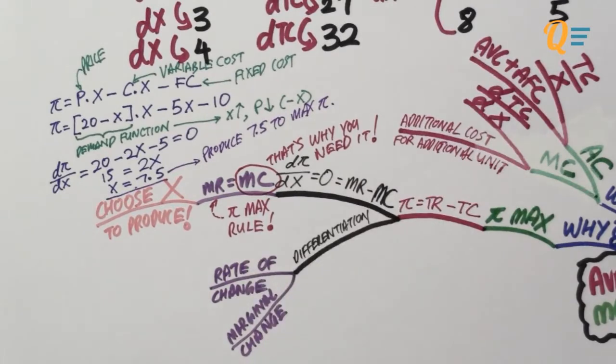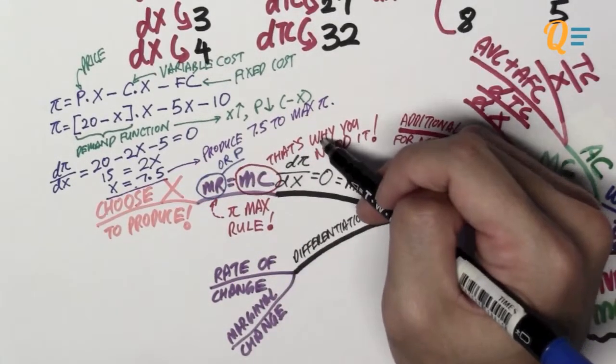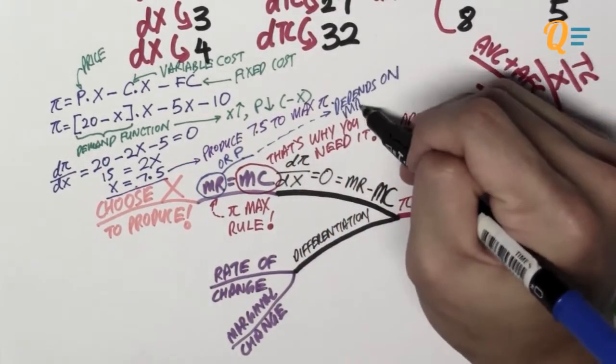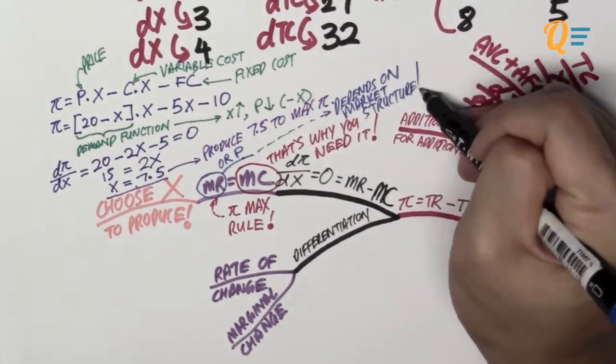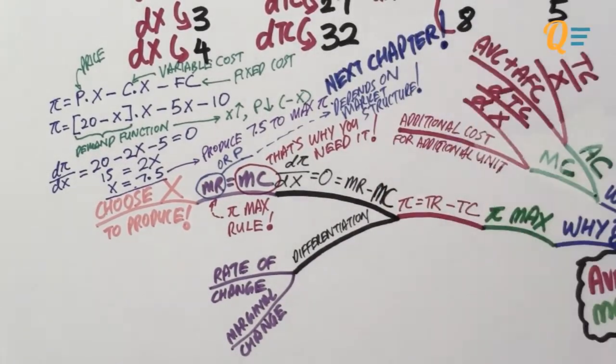Okay, now I just want to touch on the marginal revenue for a little while. Now, marginal revenue can also be simply just price, and it can be a fixed figure. But we're going to go through that in the next topic, because this depends on the market structure that the firm is in. And well, that's going to be in the next chapter, so stay tuned for that.